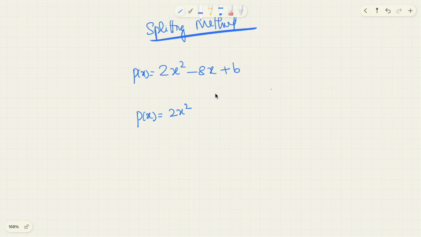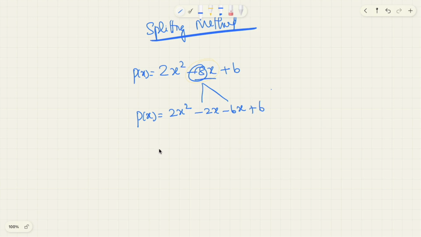2x square. Now I'm going to split only this middle term. This middle term can be split into two different middle terms, in which I can plug in this x as well as its coefficient in the right manner. For example, let's suppose I split it into minus 2x minus 6x. You know that minus 8 can be written as minus 2 plus minus 6, correct? Therefore, we can write this minus 8x as minus 2x minus 6x, and plus 6.